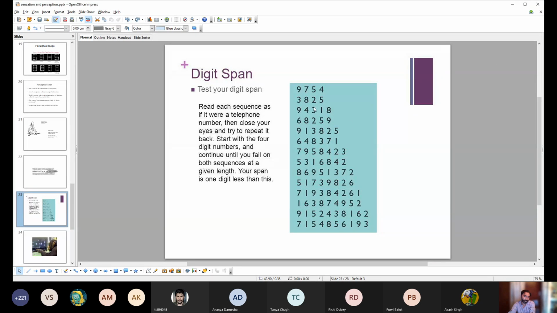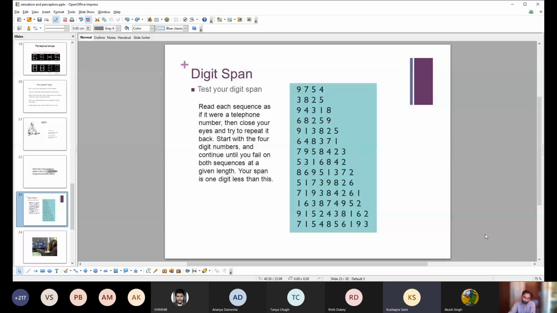Okay. But is there any problem with this task? Have any of you tried it before? Yes, Kushagra? Kushagra, go ahead. Am I audible, sir? And now you are.